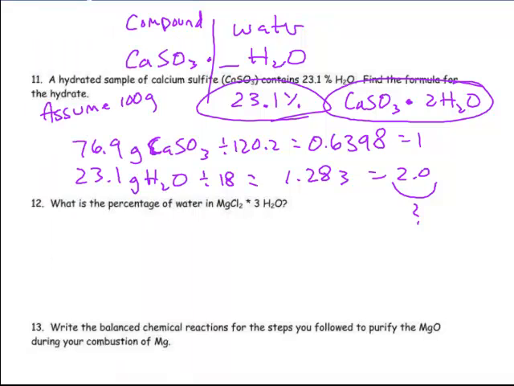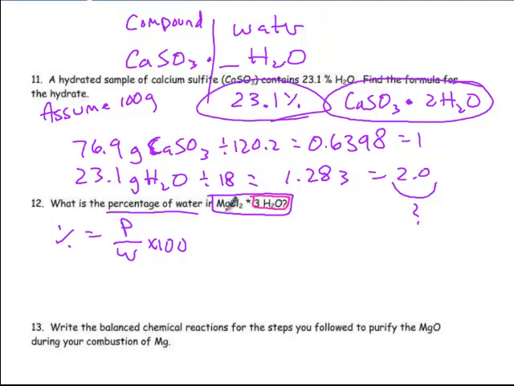All right, now percentage. So another percent question. Percent equals part over the whole times 100. So the whole thing is going to be the mass of MgCl2 and 3 waters, and then the part is going to be of just the water itself, because we're looking for the percentage of water.